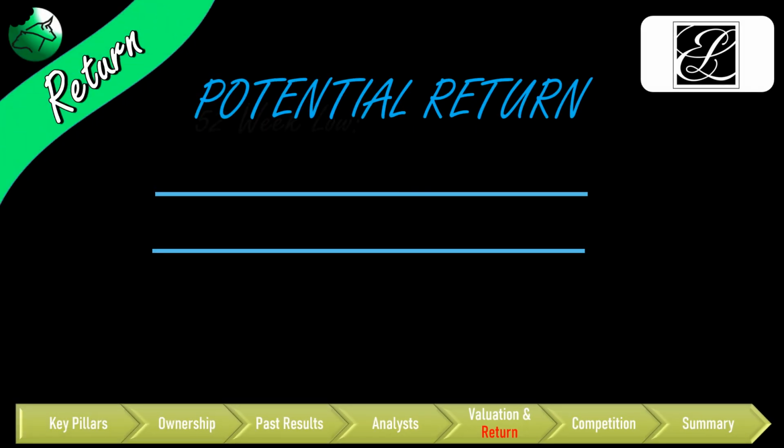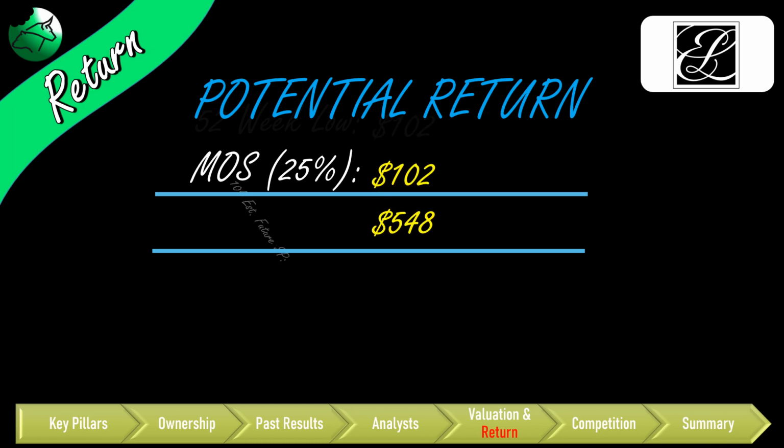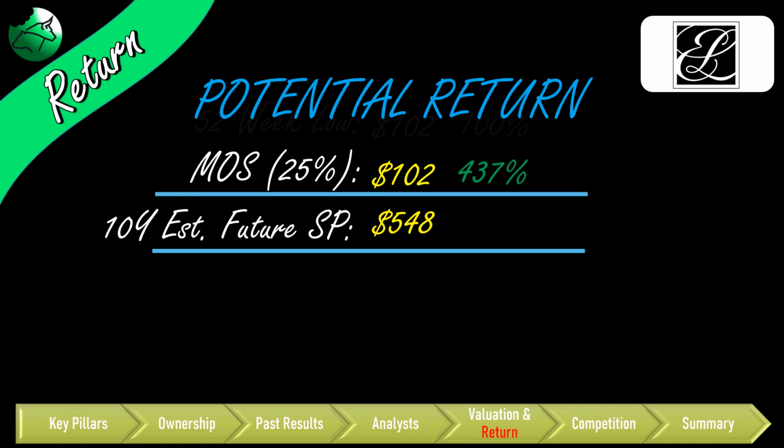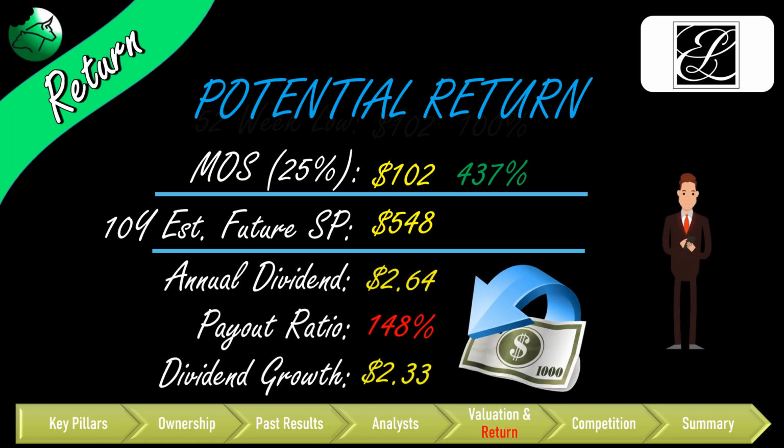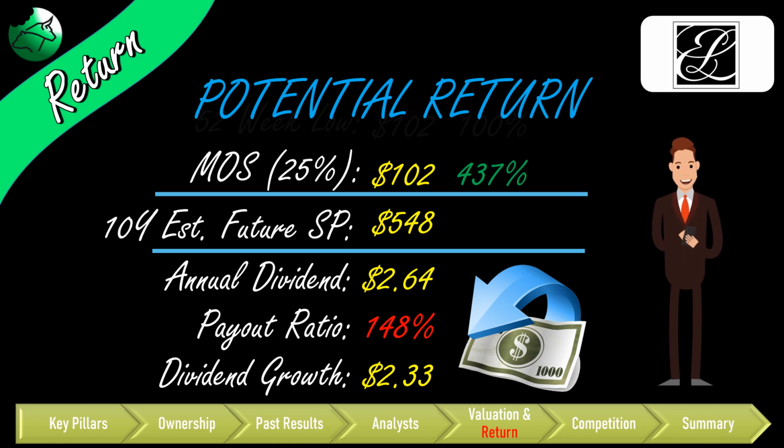The return we would receive if we bought at our margin of safety price of $102 and sold at the estimated future stock price of $548 in 10 years' time would be 437%. The current annual dividend is $2.64 and the payout ratio is 148% at present, and is a bit of a red flag at the moment, as ideally we wouldn't want this to be any higher than 50% because a high payout ratio becomes unsustainable for the business. Lastly, the dividend growth is $2.33.